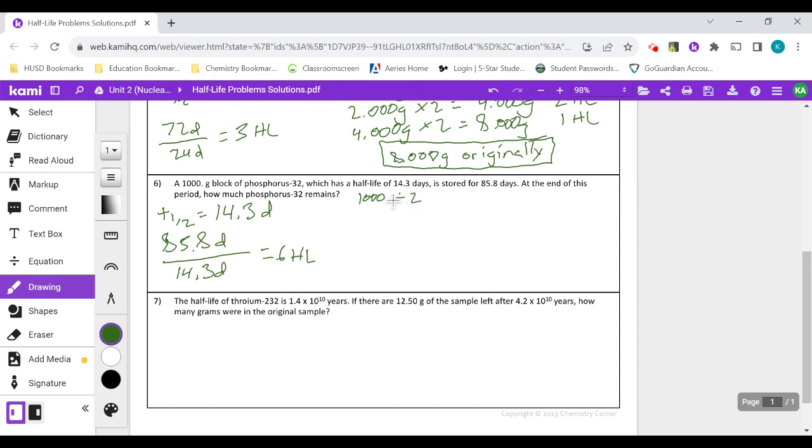1,000 divided by 2, that's 500 grams. That's 1 half-life. 500 grams divided by 2, that's 250 grams, 2 half-lives. 250 grams divided by 2, that's 125 grams. It's 3 half-lives. 125 grams divided by 2, that's 62.5 grams. It's 4 half-lives.